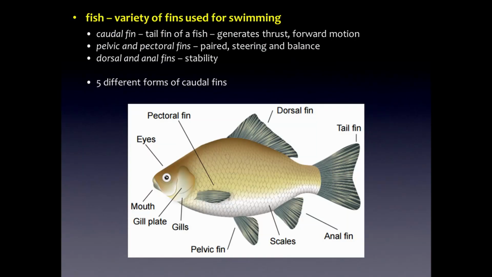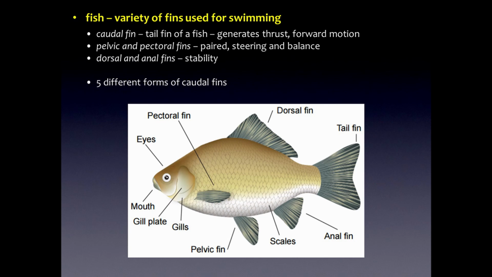So here we have a picture of a basic generic fish. Nothing special here, but it shows the location of all the fins. And the fins, especially the tail fin or the caudal fin as it's termed, are really important in fish, especially in the active swimmers. So caudal fin, tail fin of the fish, this is what generates thrust, helps propel that fish forward. Very powerful part of the fish's body. We have the pelvic and the pectoral fins.